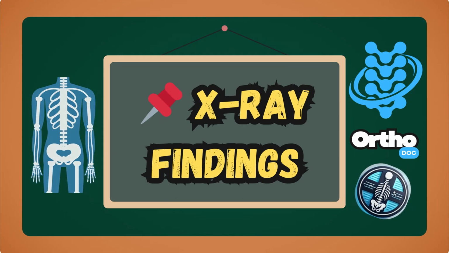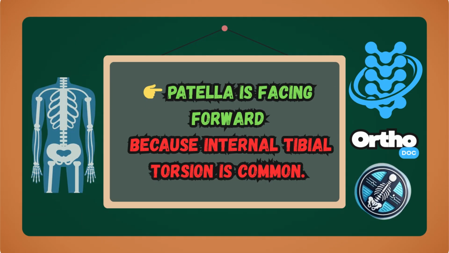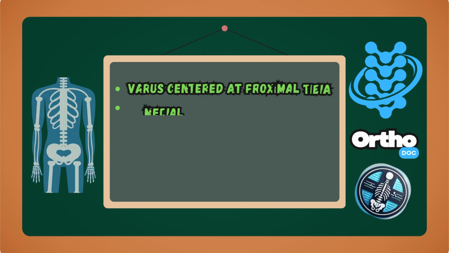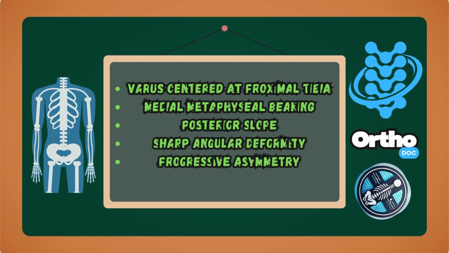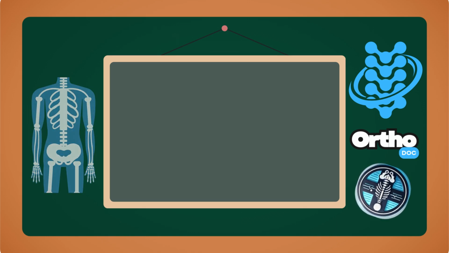X-ray findings. X-ray is extremely important. Always ensure patella is facing forward, because internal tibial torsion is common. Findings include varus centered at proximal tibia, medial metaphyseal beaking, posterior slope, sharp angular deformity, progressive asymmetry. Drennan angle is very important. Also called metaphyseal diaphyseal angle. It is the angle between line connecting metaphyseal beaks and line perpendicular to tibial shaft.